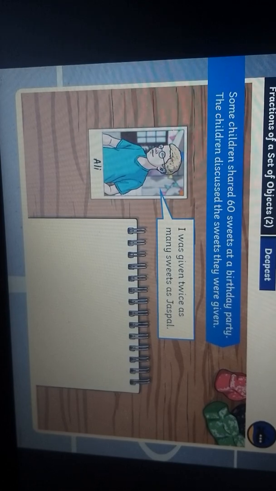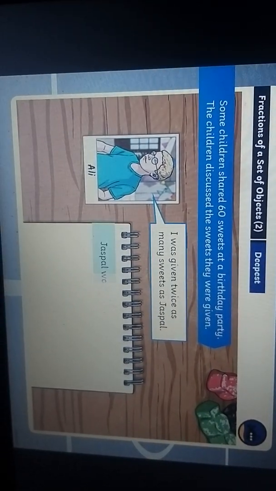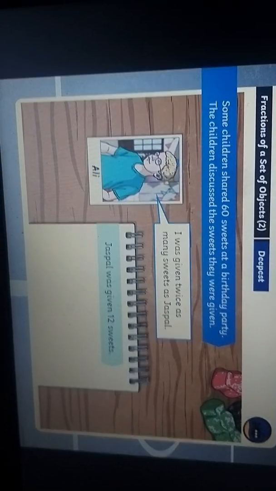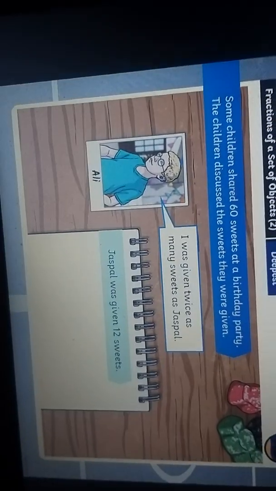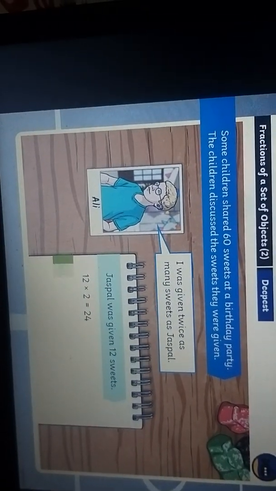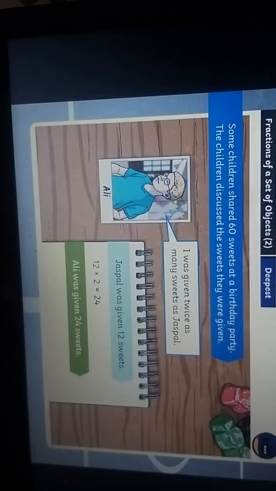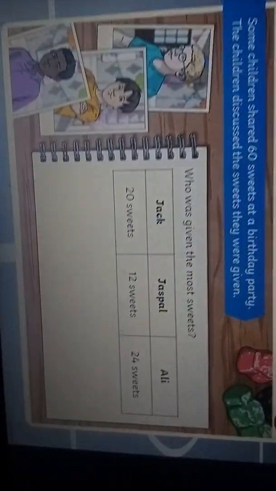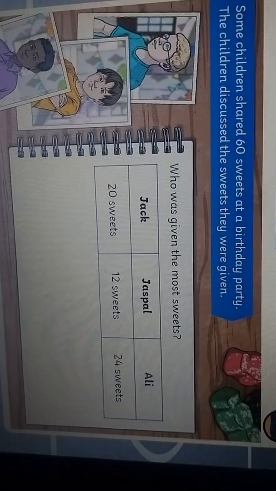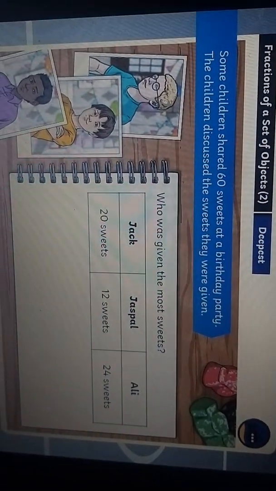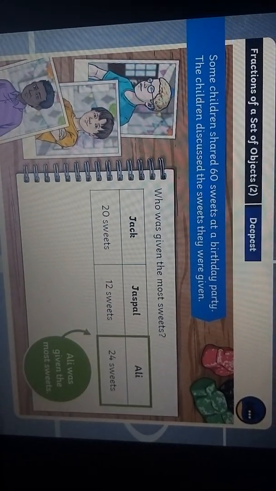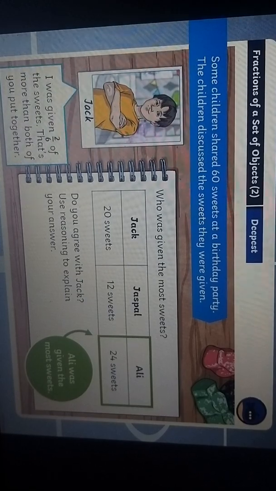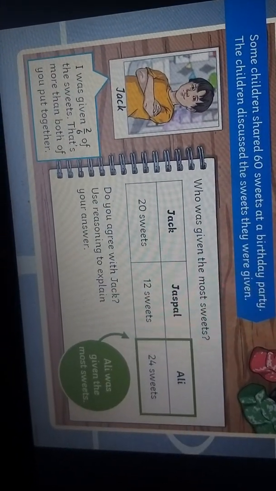Ali, I was given twice as many sweets as Jasper. Jasper was given 12 sweets, so twice as many would be doubling it, which would be 24. Ali was given 24 sweets. So if we look at that together, Jack was given 20, Jasper was given 12, and Ali was given 24. So who actually was given the most sweets? It was Ali.